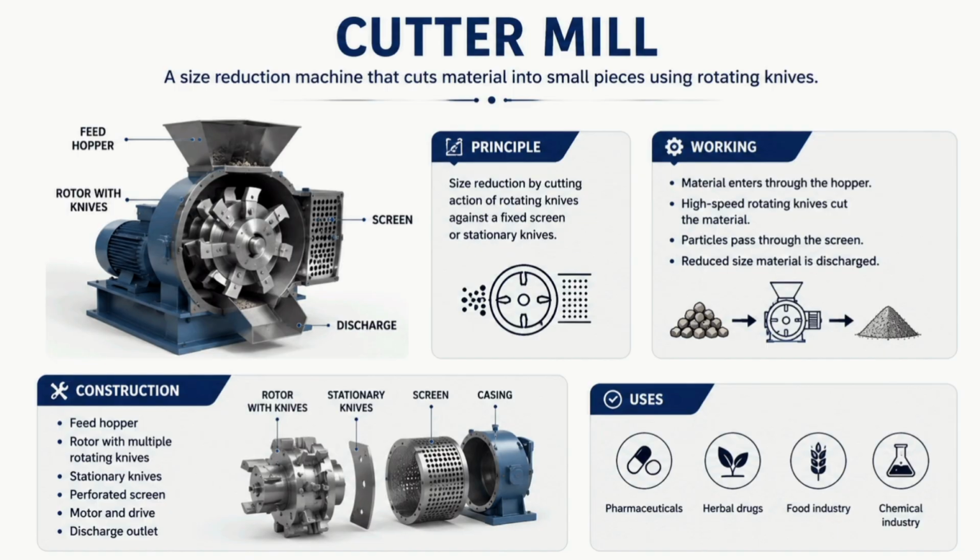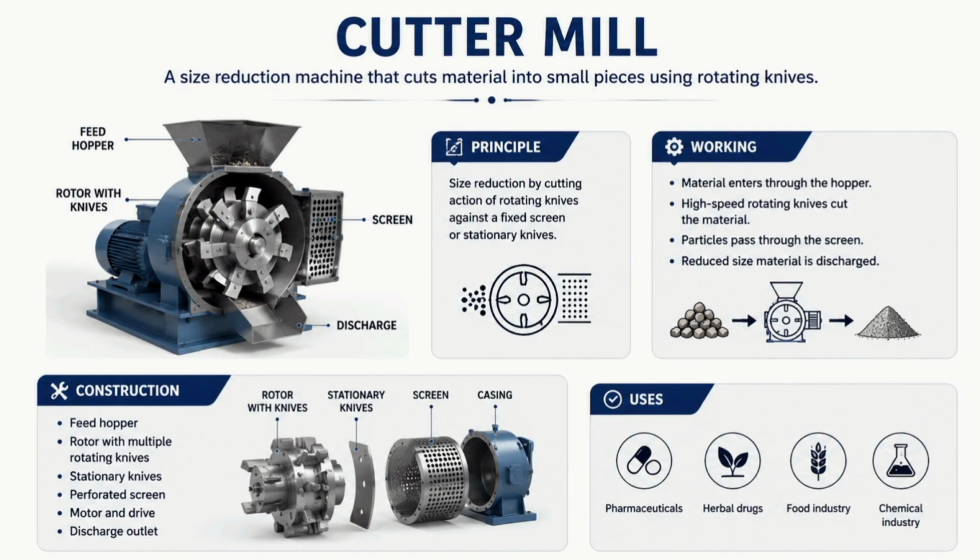The fibrous materials are difficult to grind by impact, therefore cutting action is preferred. The machine operates continuously. Heat generation is very less, so the equipment is easy to maintain. It is widely used in the pharmaceutical industries. Thus, the cutter mill is suitable for fibrous drugs.